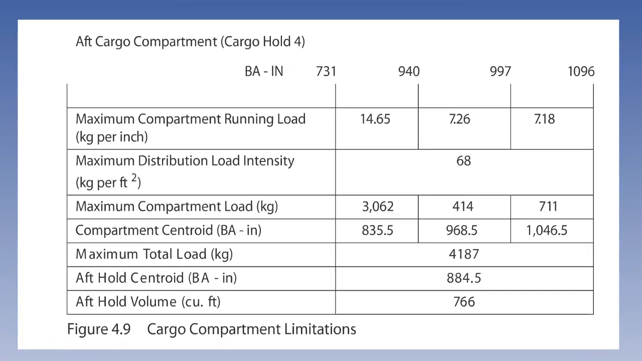In the second example, we are given a balance arm centroid of 835.5 inches for the aft cargo hold, and we are required to find out the maximum load that can be placed in that section. The first step is to locate the aft compartment centroid box in the left-hand column of the table, and move right to the next column box to read a centroid of 835.5 inches. Then move immediately up to the box above to read 3,062 kilograms, being the maximum load that can be placed in the aft cargo hold at centroid 835.5 inches.